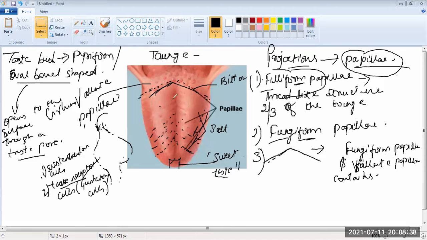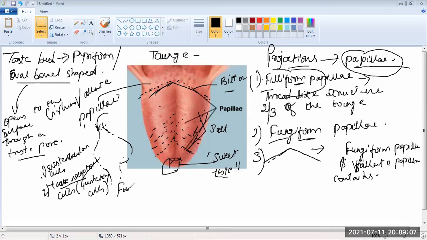So mostly, this is how you will feel the taste, and this is how different parts of the tongue respond to different tastes. Mostly the sweet taste is felt at the front tip, then at the lateral surface you feel salty taste, and at the posterior end you feel the bitter taste. Right. I hope this is clear to you. So this is how the tongue responds to the taste.